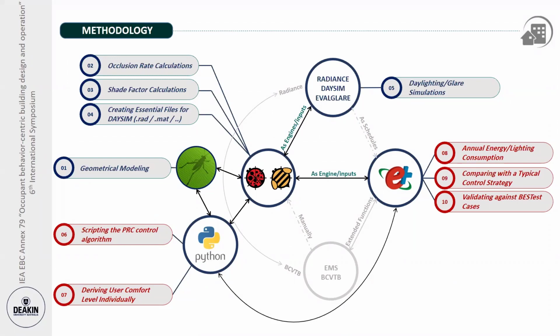Grasshopper is used to model complex and non-planar geometries. Ladybug tools are employed to deliver essential calculations and files to DaySim. DaySim is used to run daylighting and glare simulations. Python is used to script the control algorithm based on the pre-calculated simulation results. And finally, EnergyPlus will be used to calculate the annual energy and lighting loads.